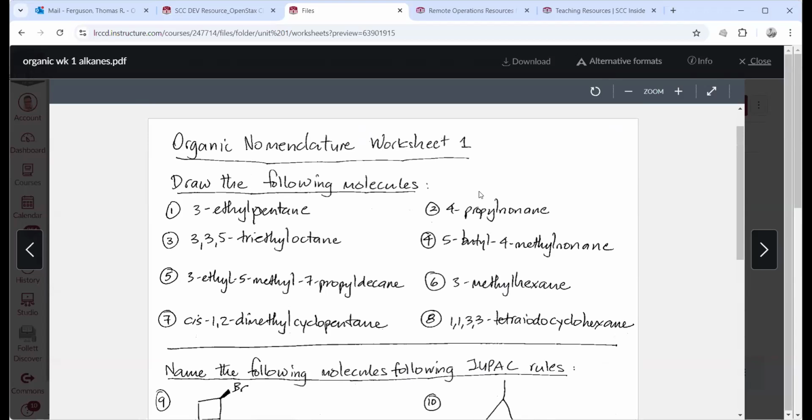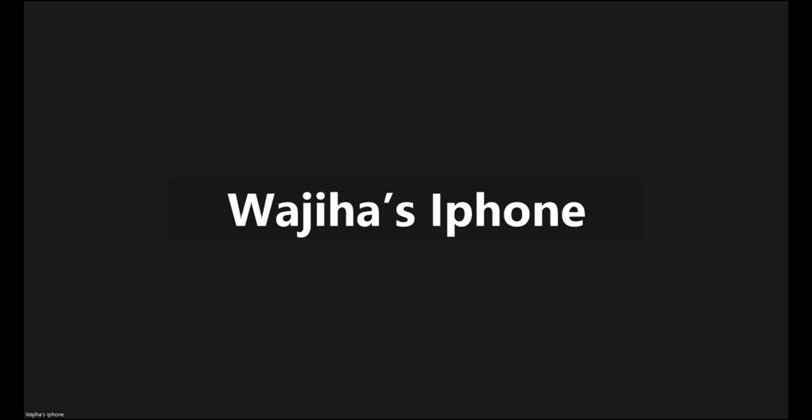We haven't talked about how you go from a name to a structure yet. But I have a series of these worksheets, and if you just do a Google search on alkane worksheets, you'll get lots more as well. So that's under Files, Unit 1, Worksheets. And then there's another file where the answers are, by the way, too.